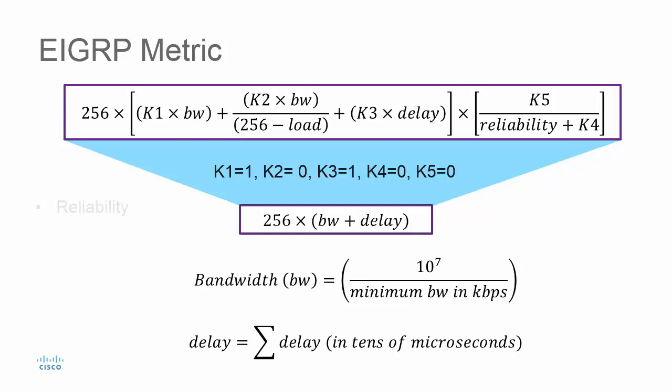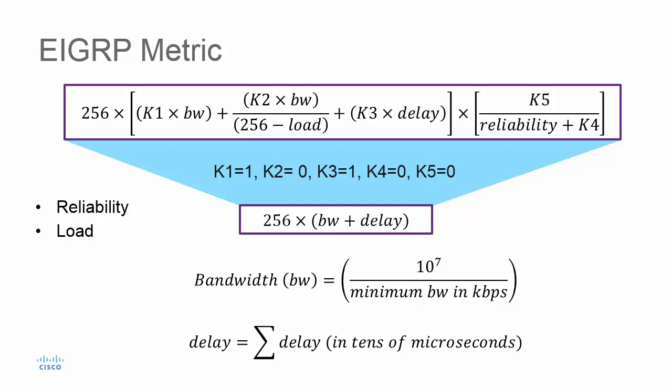The first criteria is reliability, which represents the worst reliability between the source and the destination. Reliability is determined with the help of keepalive messages. The second optional criteria is load, which represents the worst load on the link between the source and the destination. Load is computed based on the packet rate and configured bandwidth of the interface.